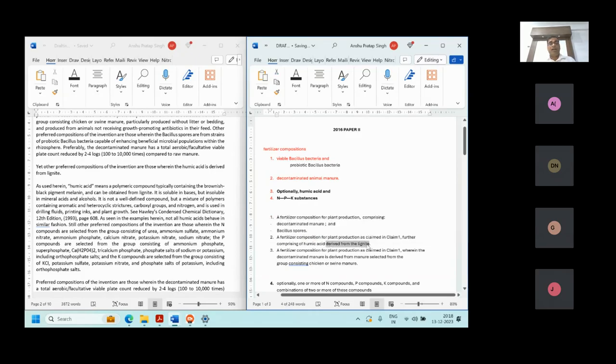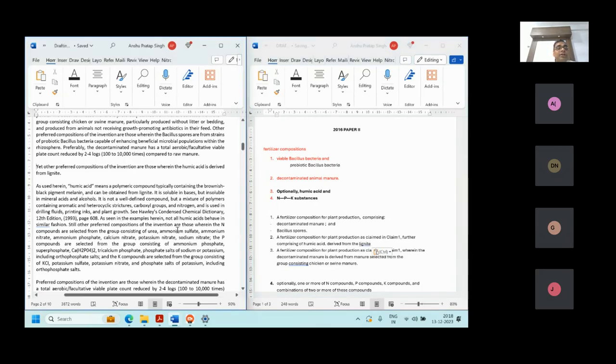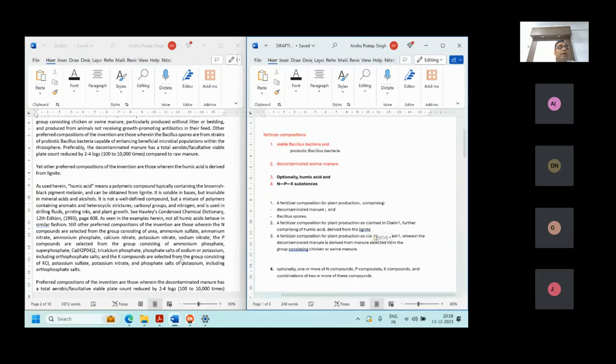You can take it out and claim it in another dependent claim wherein the humic acid is derived. That means here humic acid can be derived from anything. That is another embodiment where humic acid is being derived from lignin. That's what they are saying here. Then comes here, we have not used this N compound yet. We have to draft that. Okay, humic acid means this. Now he's talking about humic acid. This is not needed for you.